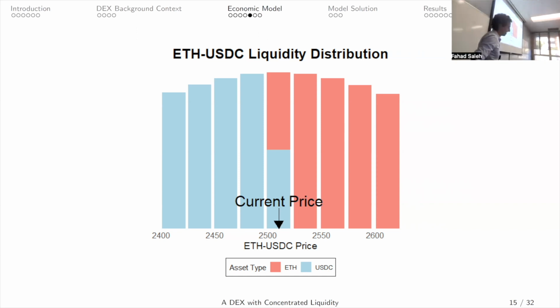It varies. For example, for stablecoin pairs, it looks very flat and there are only a few bars because people don't provide liquidity very far out. But a lot of them can get very close to symmetric, but not this nice. This is just me making numbers up.